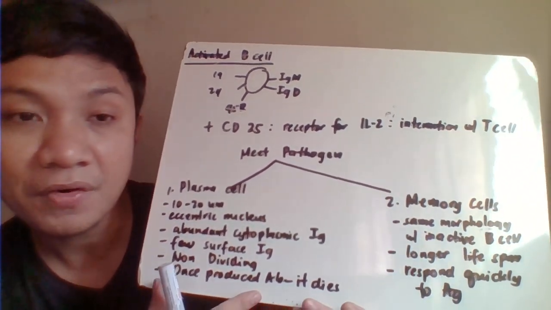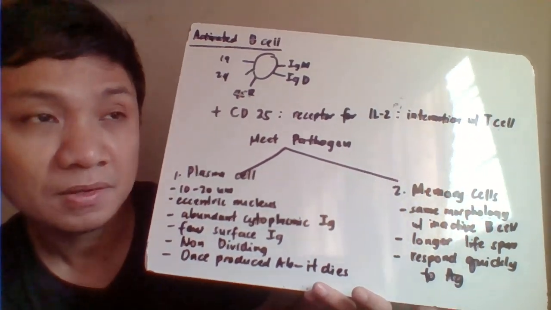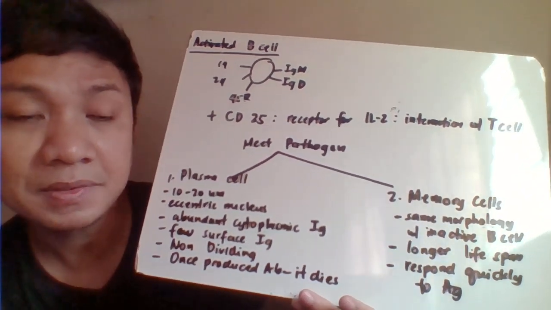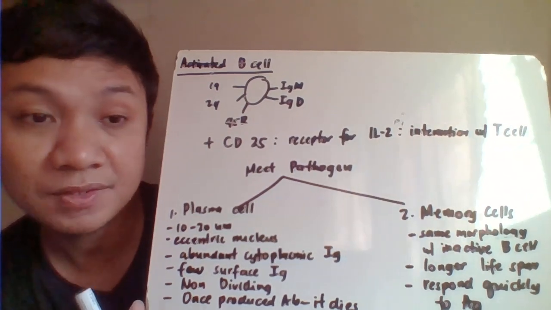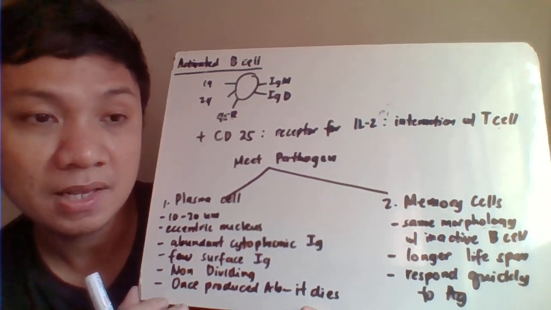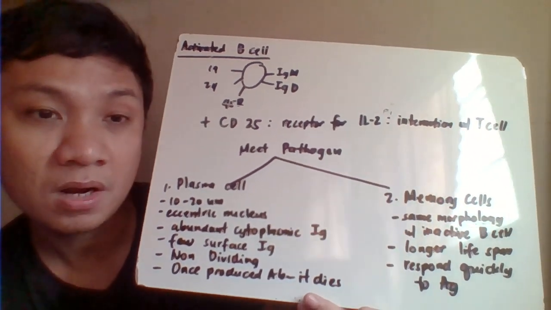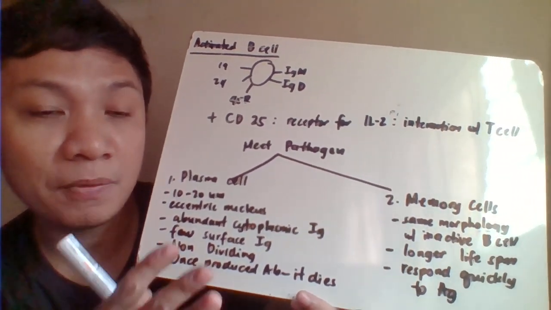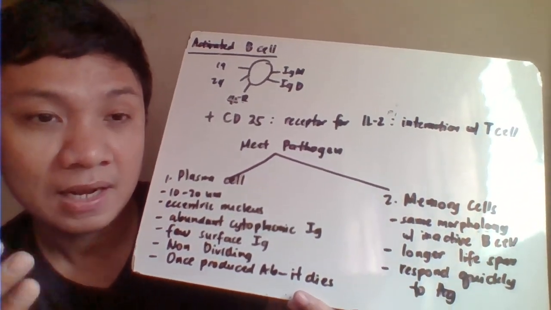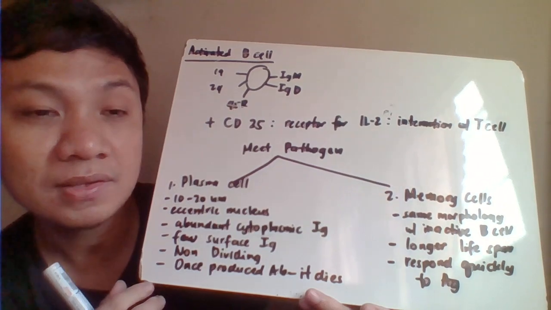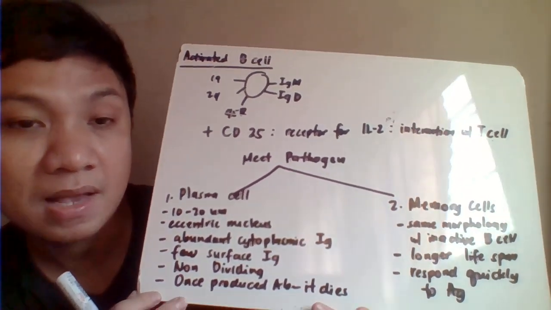Or another option for your activated B cell is to become your memory cell. Morphologically, your memory cell resembles your inactive naive B cell, only that it would have a longer lifespan compared with our inactive B cell. And the memory cell is programmed to remember the antigen previously, so that on the next encounter, it can easily be removed by our B cell because this one has already been recognized because of the production of your memory B cell.